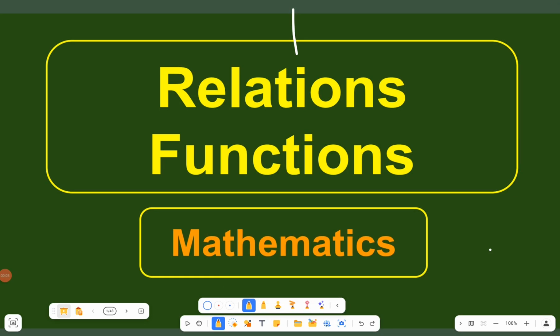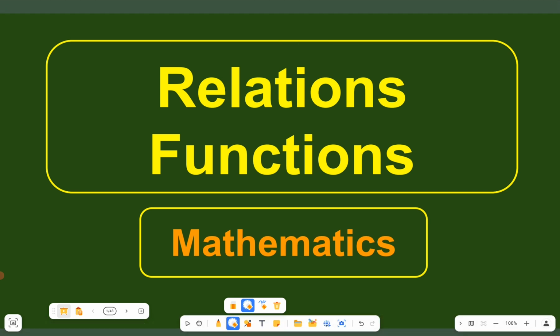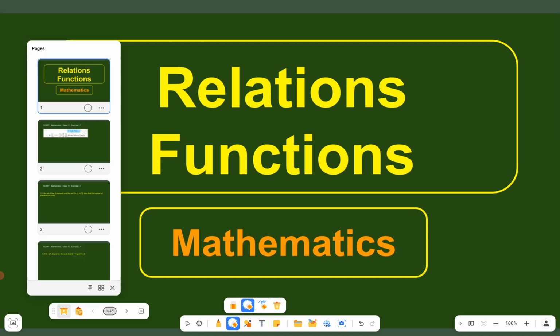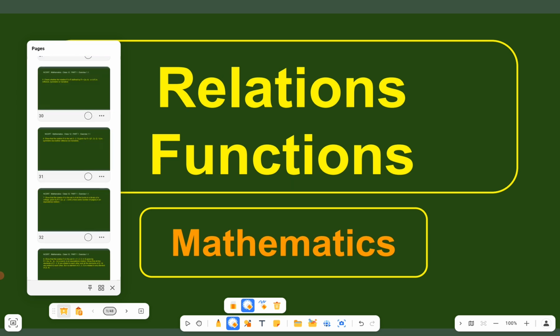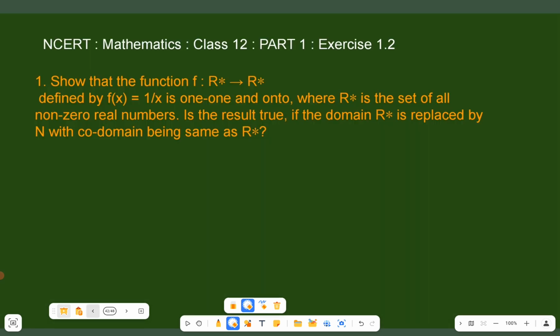Hello everyone, today I will discuss relations and functions, from the NCERT class 12 part 1. I will discuss exercise 1.2, number 1.